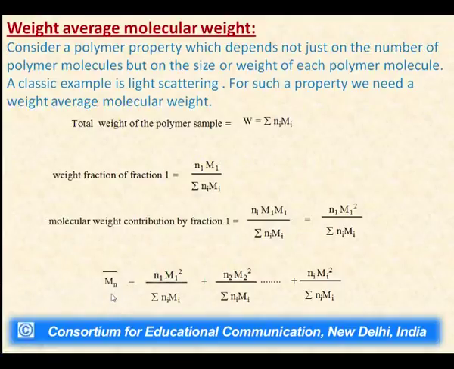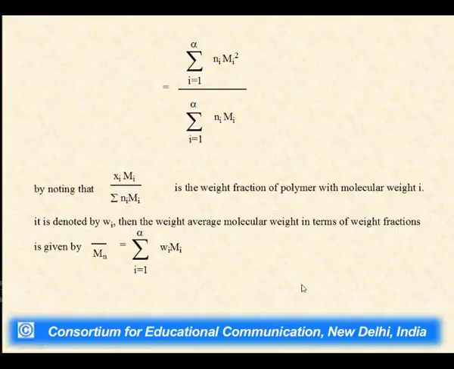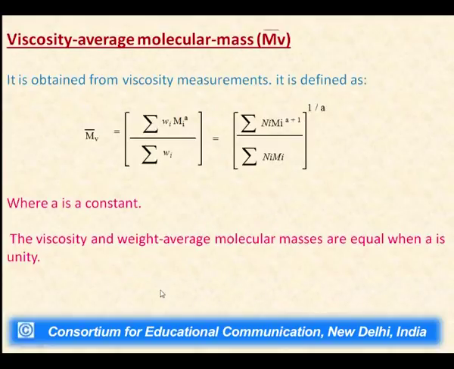The average molecular weight will be equal to the addition of the fractions of all the properties present together. Now, noting that the ratio of Ni Mi with respect to the summation of Ni Mi is the weight fraction of polymer with molecular weight Mi, where i is the number of moles of the monomers, and denoting it by Wi, the weight average molecular weight in terms of weight fractions is given by the equation you can see in the slide. This is the final equation.